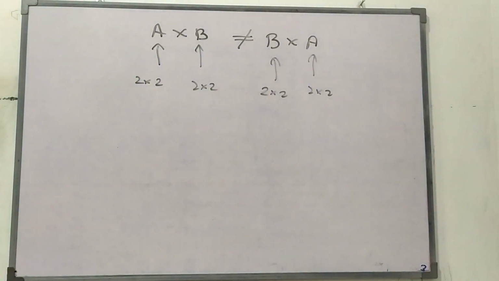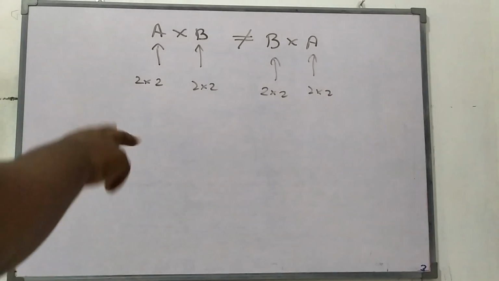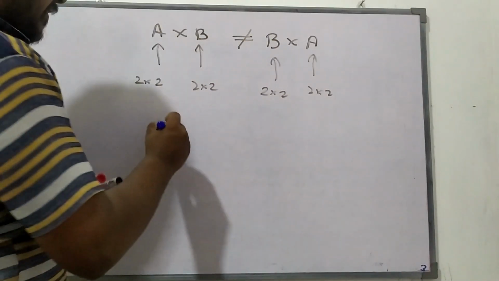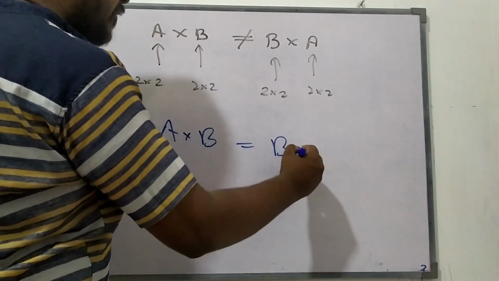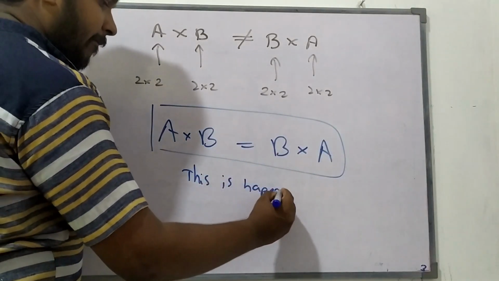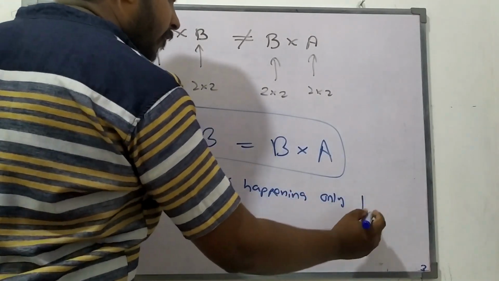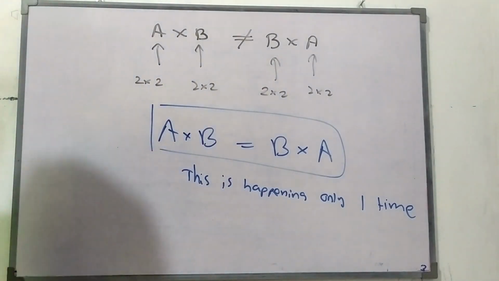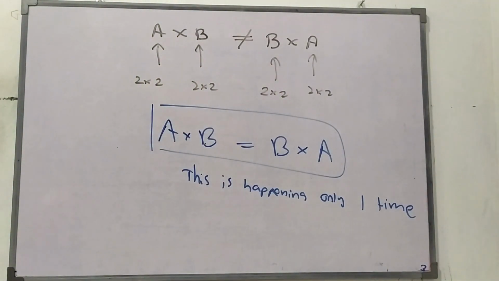So they are never equal, but there exists one thing. Some two matrices give the same answer, so assume A into B is equal to B into A. This is a special scenario. This is happening only one time, so later on I will teach you what is that one time, which gives AB equal to BA. But theoretically you just understand this is not equal.